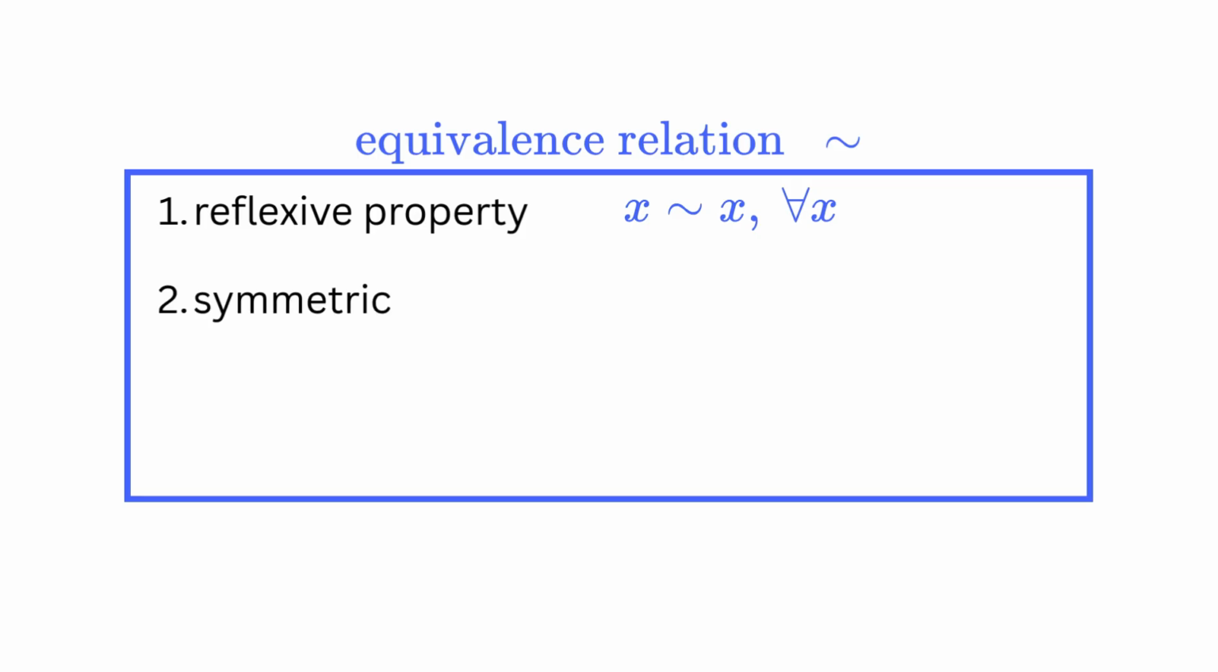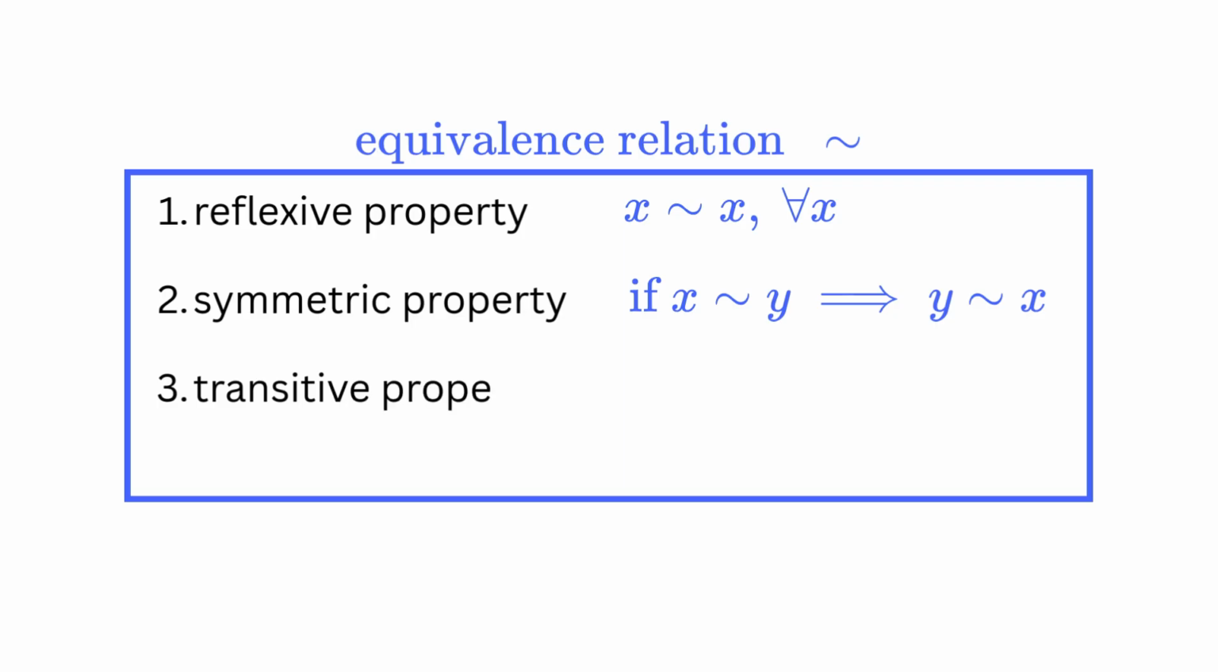2. The symmetric property, which requires that if x relates to y, then y relates to x. 3. The transitive property, which requires that if x relates to y and y relates to z, then x relates to z. Notice that all elements must satisfy the first property, but it's not necessary that all possible combinations of elements satisfy properties 2 and 3. In fact, by the very nature of the relation, some elements will relate and some will not.